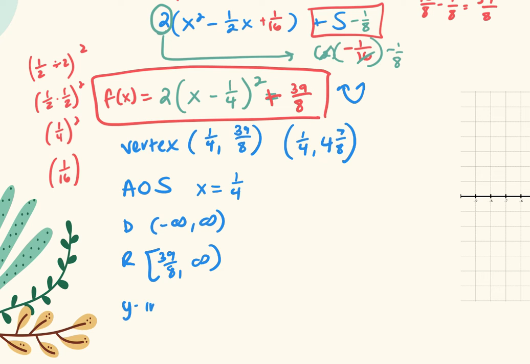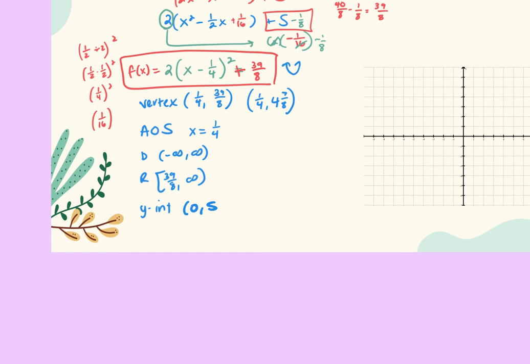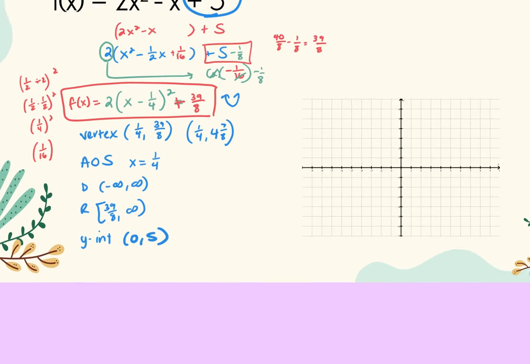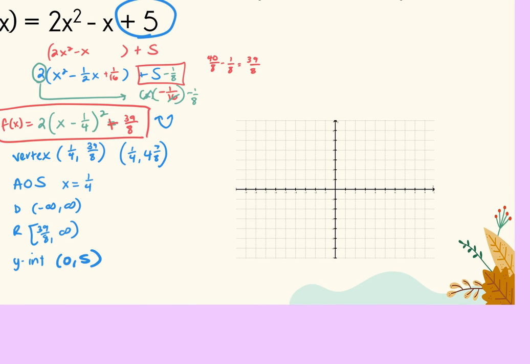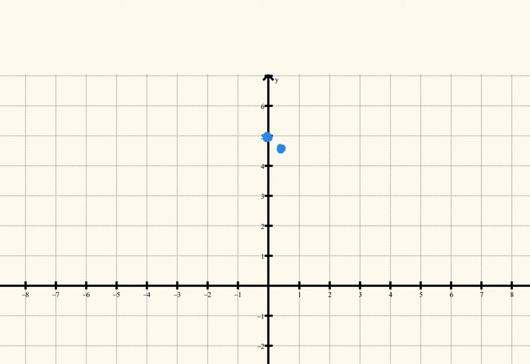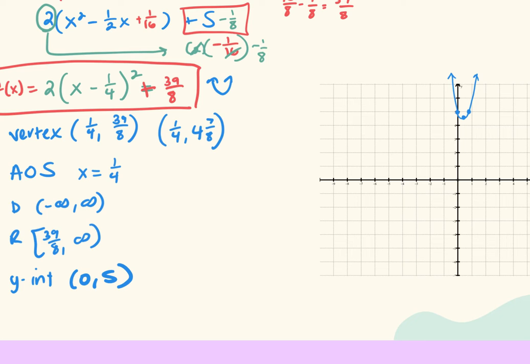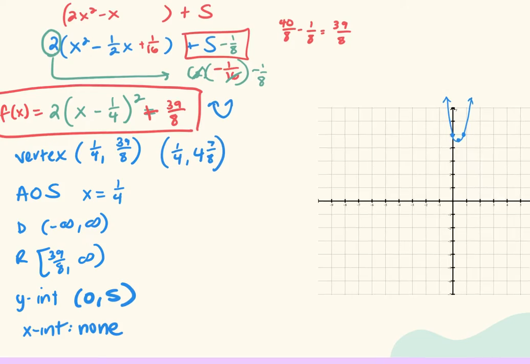My y-intercept, I'm going to go back to the original and take the c, which is (0, 5). Then I'm going to plot that stuff before I even do my x-intercept. So (1/4, 4 7/8) is up there. (0, 5) is here. So I went 1/4 to the left. I'm going to go 1/4 to the right to get a reflective point and draw my parabola. So the graph of this tells you what about the x-intercepts? There are none. It never crosses the x-axis, which saves you a ton of work.